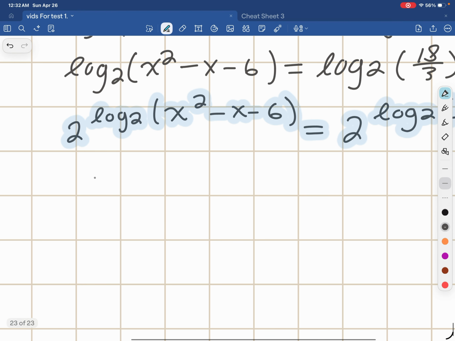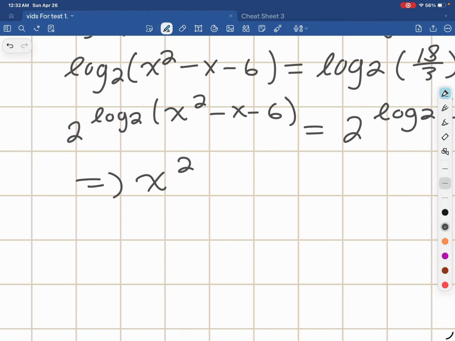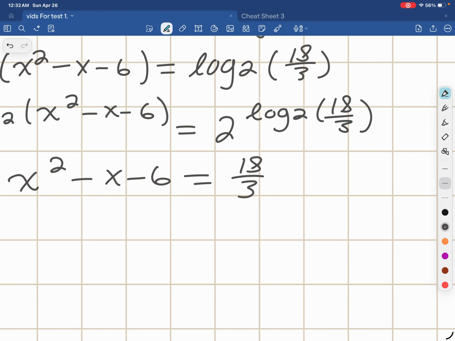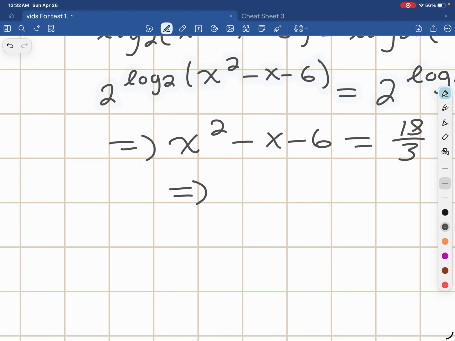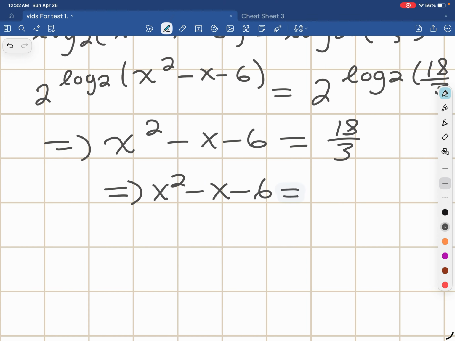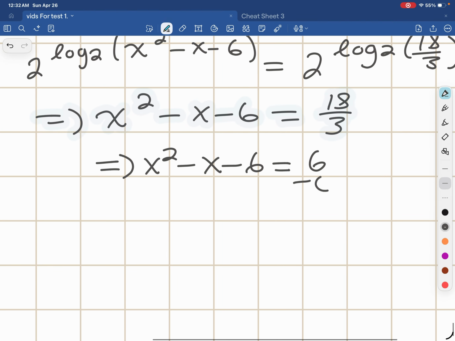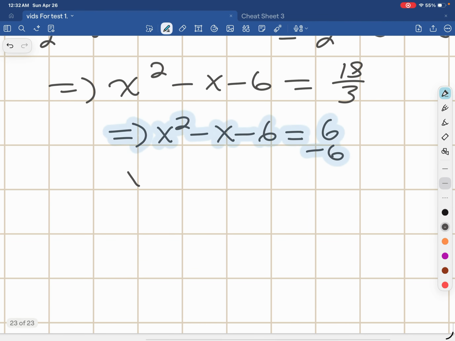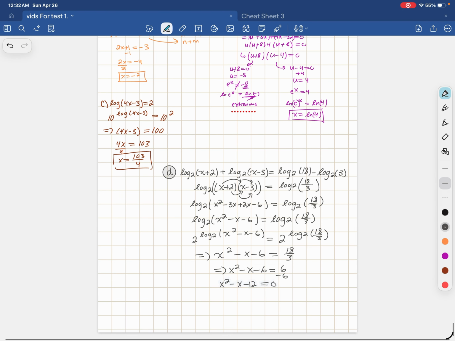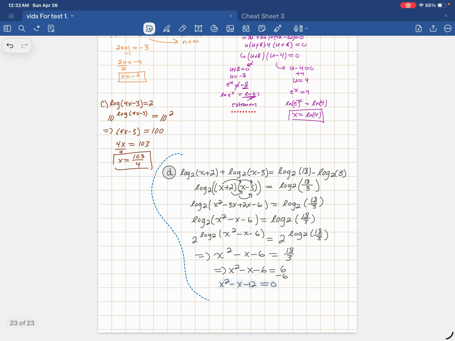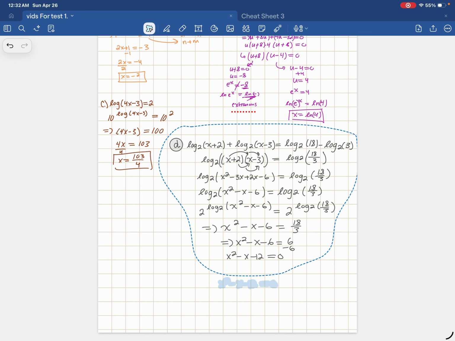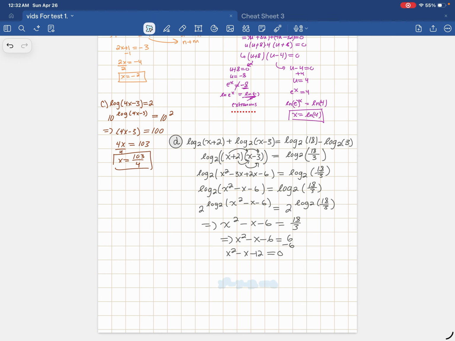Absolutely amazing. So we should then end up with this is equal to 18 over 3. That obviously simplifies to x squared minus x minus 6 is going to be 6. Subtract 6. We should get x squared minus x minus 12 equals 0. What does this look like? Another factoring. So we'll factor that real quick.